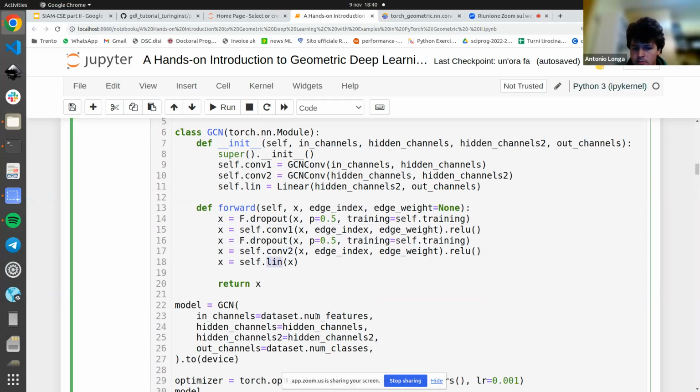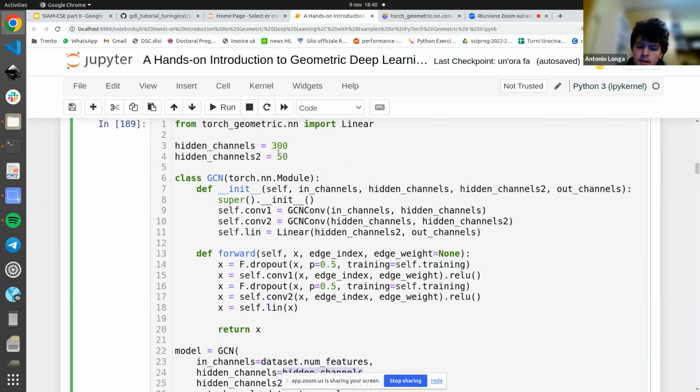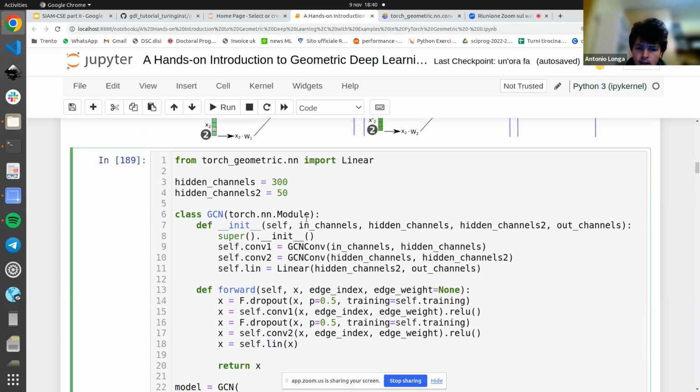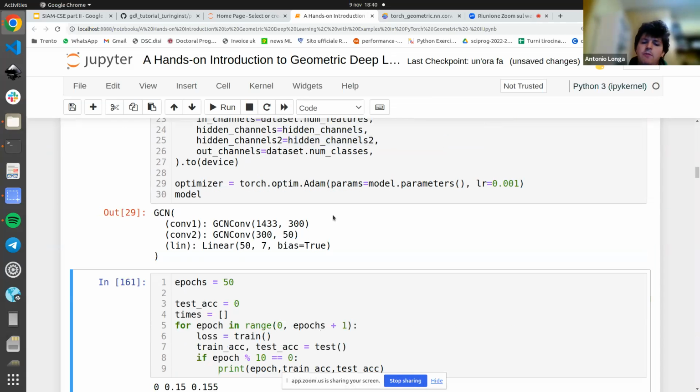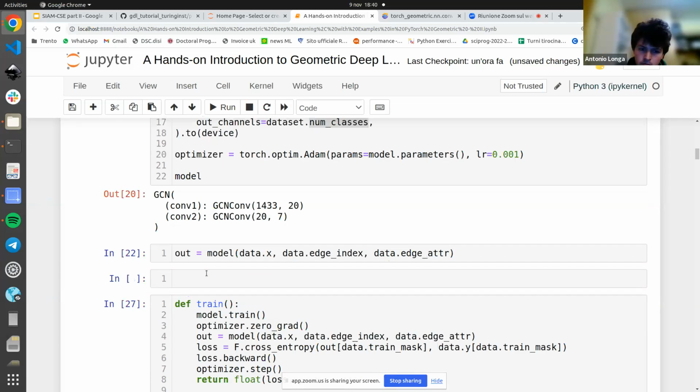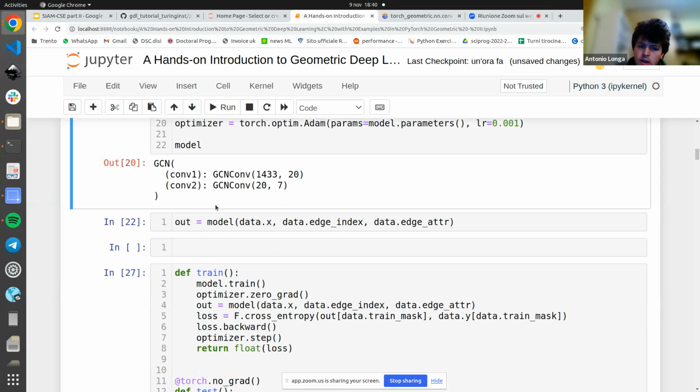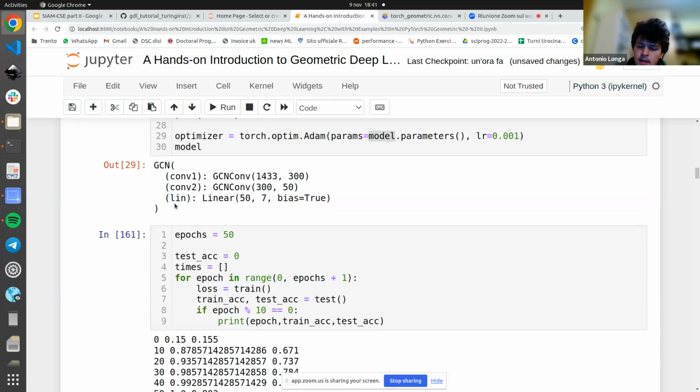When we call it, nothing different. The in channels is the number of features. The hidden channel is set to be 300. The hidden channel number 2 is set to be 50. And finally, the number of class. If we run it, once again, the optimizer with the model's parameters and the learning rate, what we have here are our 2 convolutions and our linear layer. If you see, with respect to the previous model, here we also have this linear layer.